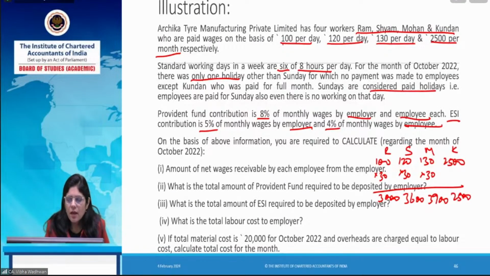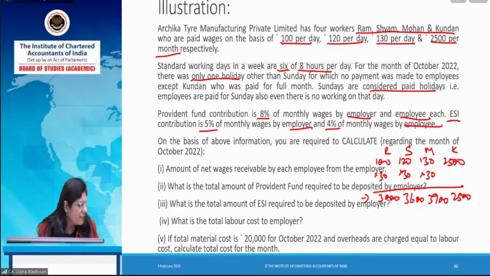Okay. Now, on the basis of the information, you're required to calculate for the month of October the amount of net wages receivable. So this will be the wages they will be receiving, that means the earnings which the workers are receiving. They are not asking the cost. They are asking the earnings, how much they will be getting.